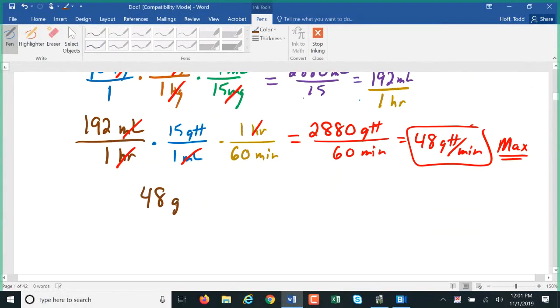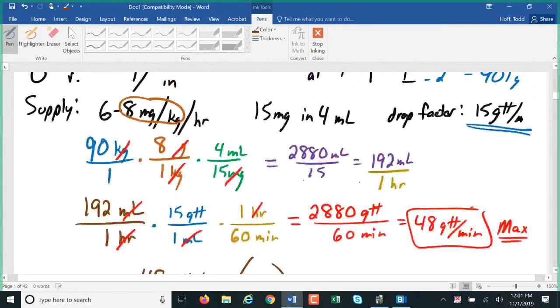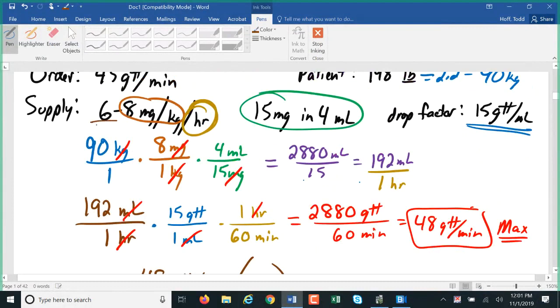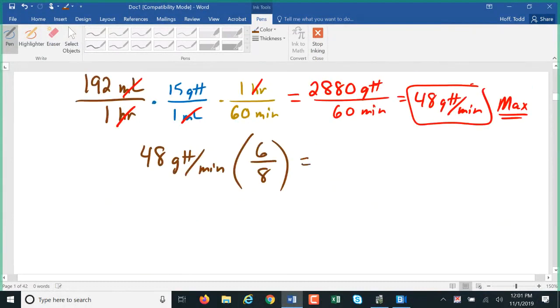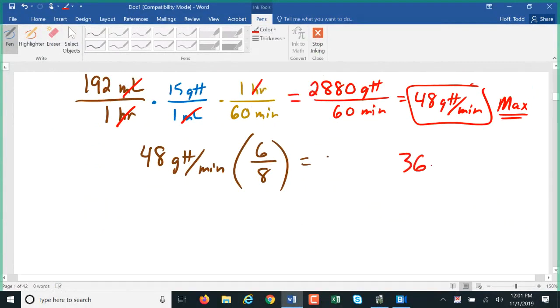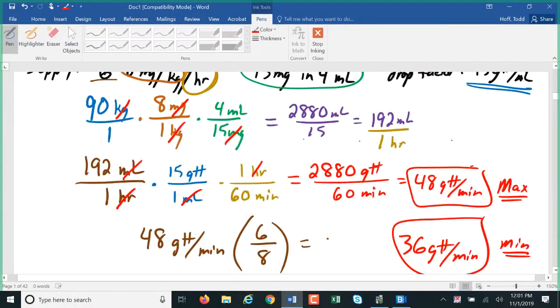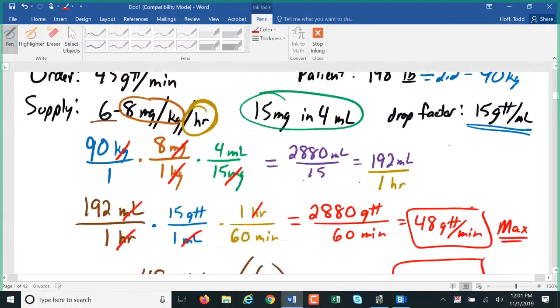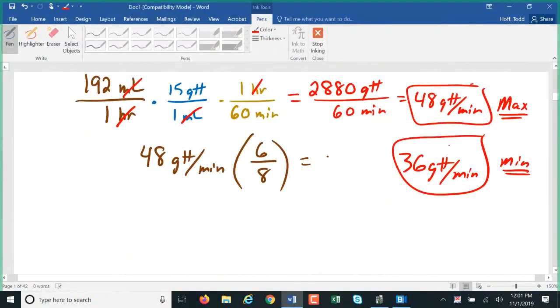Let's find the minimum flow rate by titrating that 48 drops per minute. That was calculated at 8 milligrams per kilogram. It's our maximum dose. We want to convert it to 6 milligrams per kilogram, our minimum dose. Gives us 36 drops per minute. Is the minimum recommended flow rate. So the doctor at 45 drops per minute is within our range.